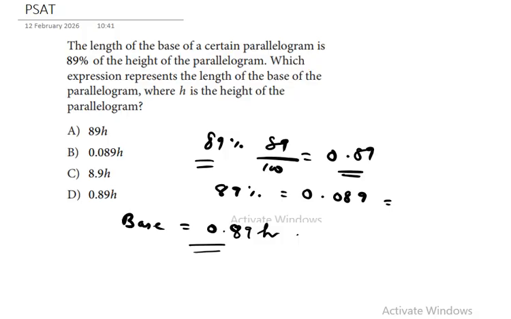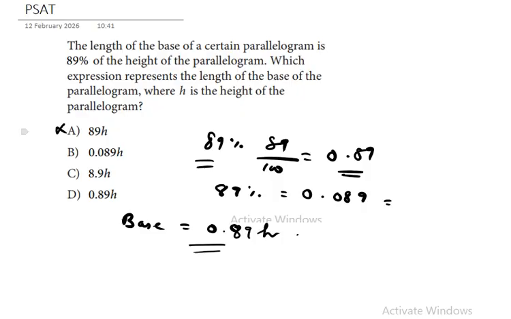Okay, this is our expression. Now let's check the answer choices carefully. Come to option A, that is 89h. What does 89h mean? That means 89 times the height. But 89 times is not the same as 89%. So 89% is less than 1. 89 times is extremely large. So option A is incorrect.